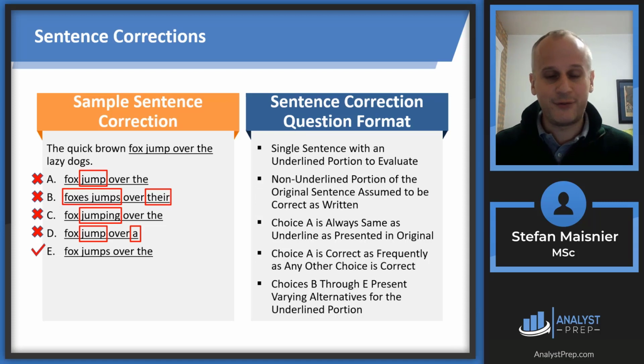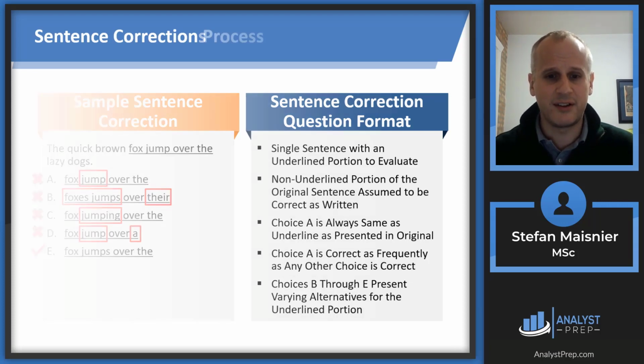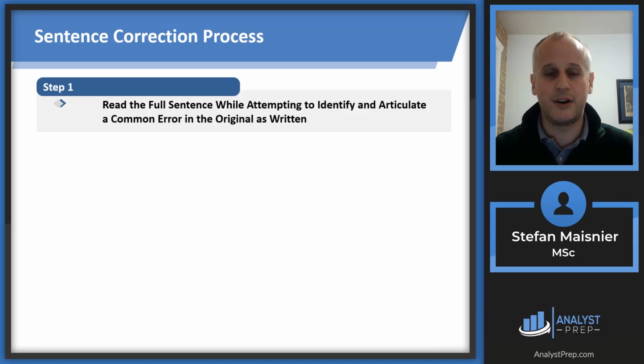So we are left with choice E, and in choice E, we would read back in just to confirm that the sentence makes sense with that choice inserted. And sure enough, the quick brown fox jumps over the lazy dogs. All makes sense. You've got a fox that jumps over dogs, and everything is logically coherent. So, our sentence correction process, fully explained.